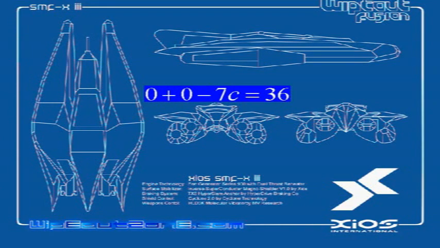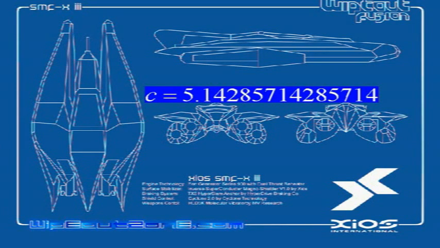0 plus 0 minus 7c equals 36. So 0 plus 0 minus c equals 36 divided by 7. C then equals 5.1428, etc. Okay, but hold on. This time, the unknown number is 2 times minus 1 time, which is, of course, 1. In this example, 5.1428, etc., is actually 1 time the unknown number, or they are the same. So this time, the unknown number is actually equal to the result, since 2 times minus 1 time equals 1, and 5.14 divided by 1 obviously is the same number.